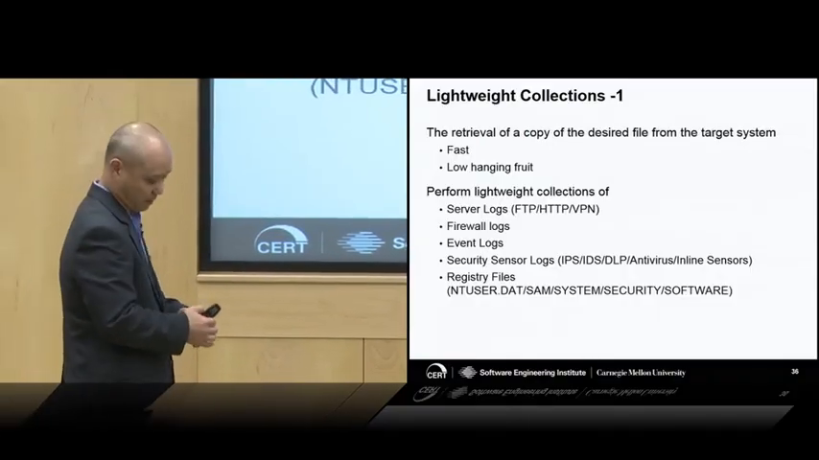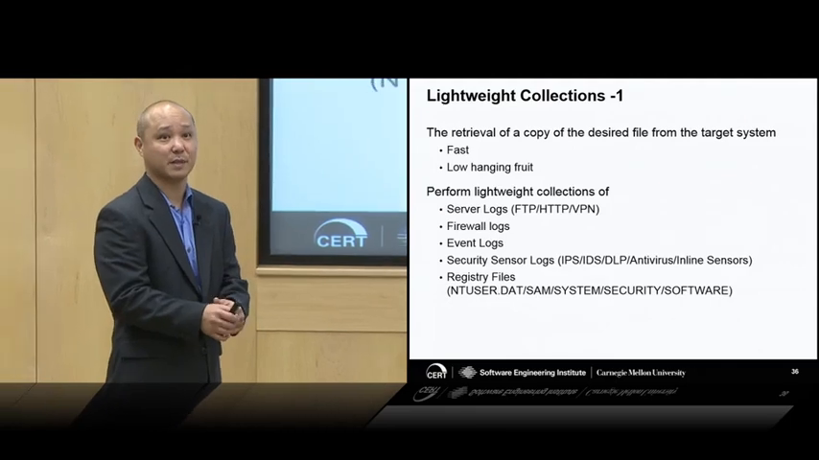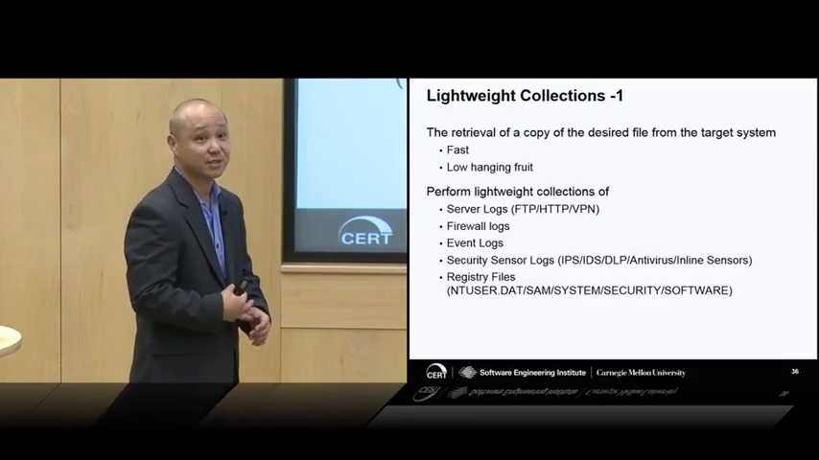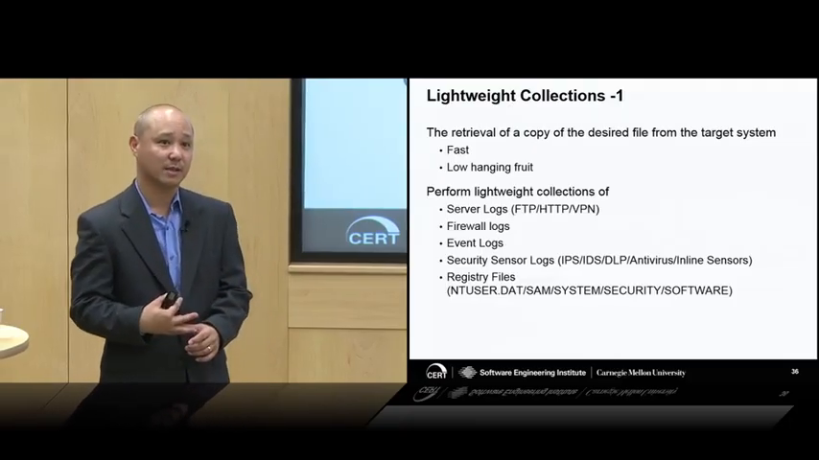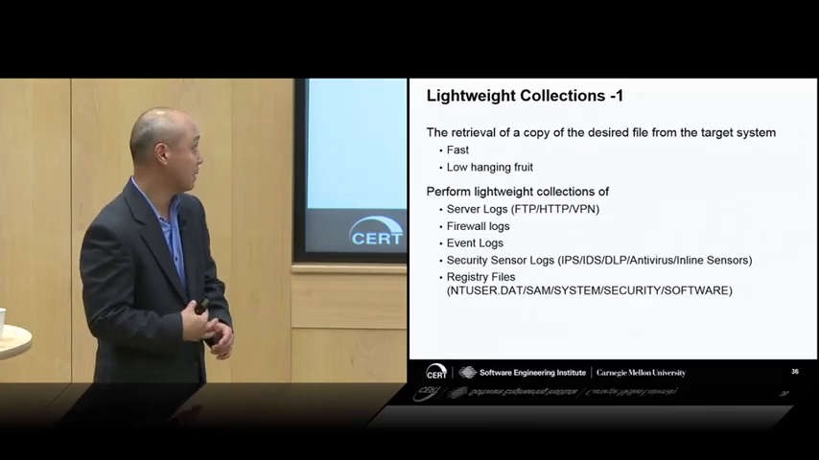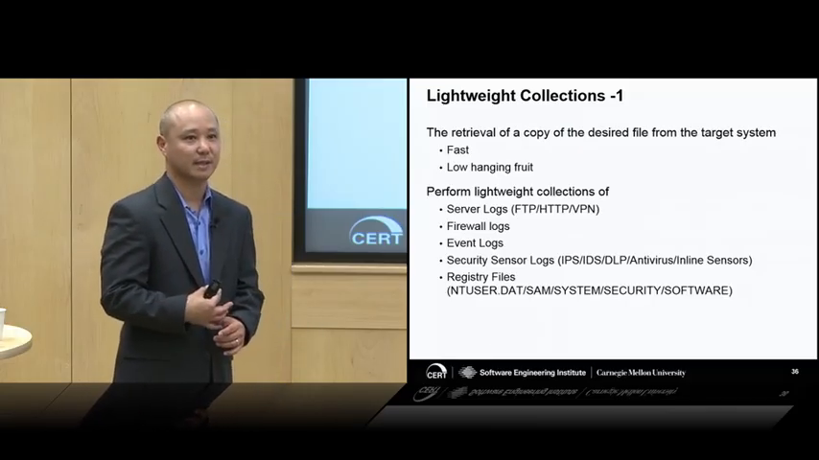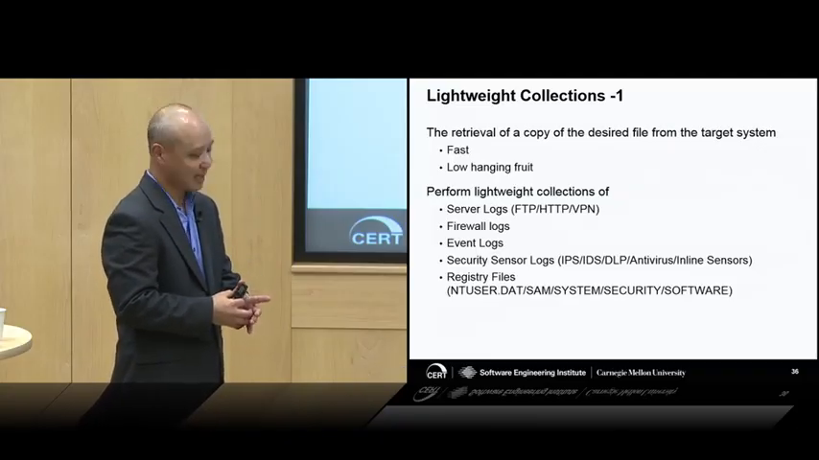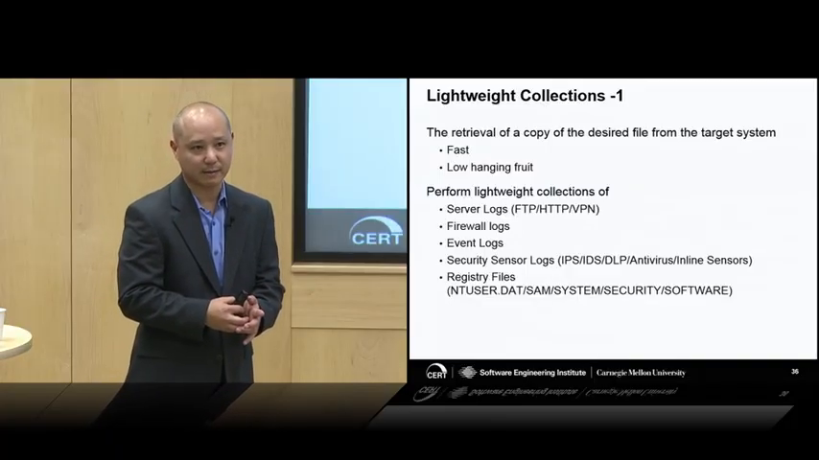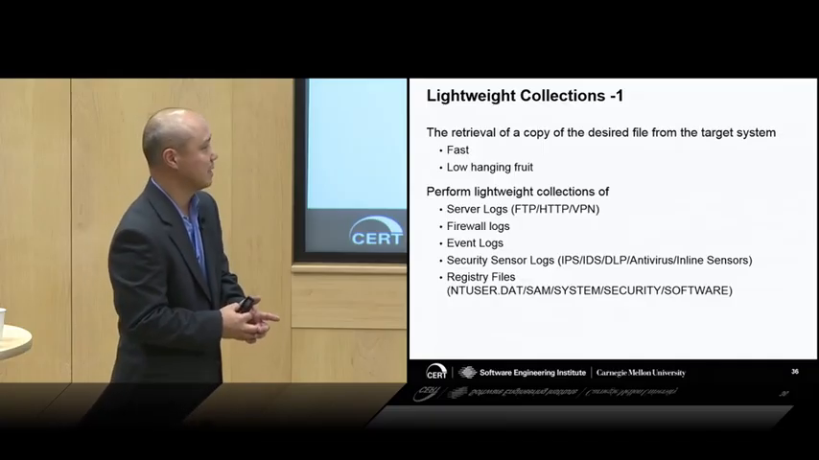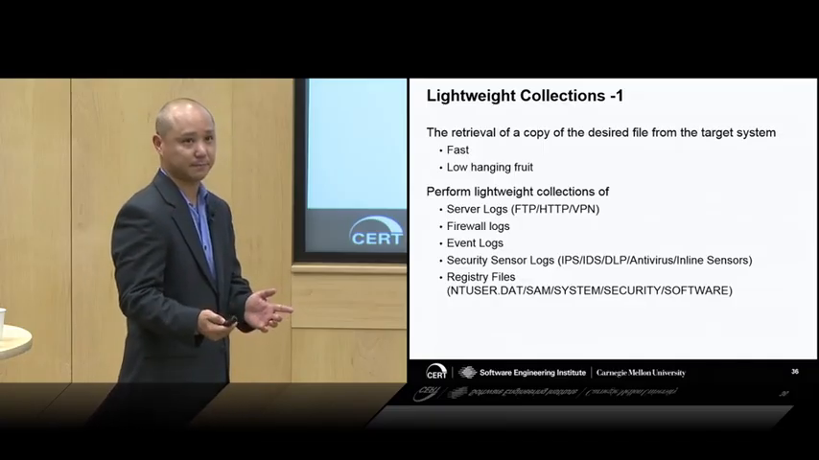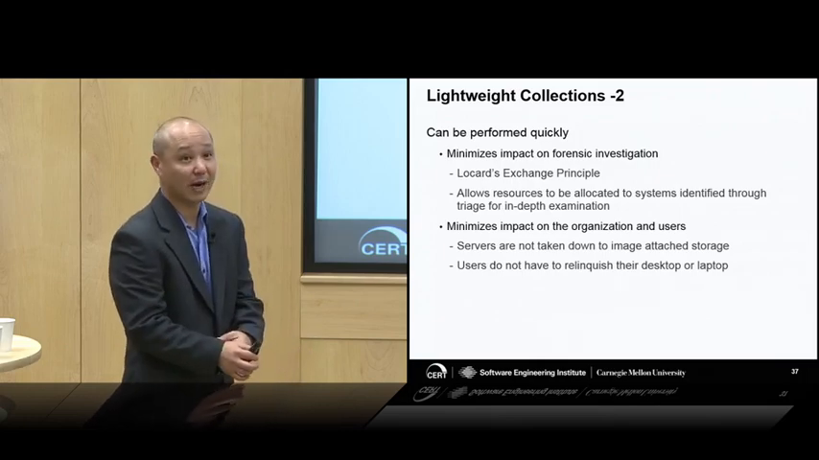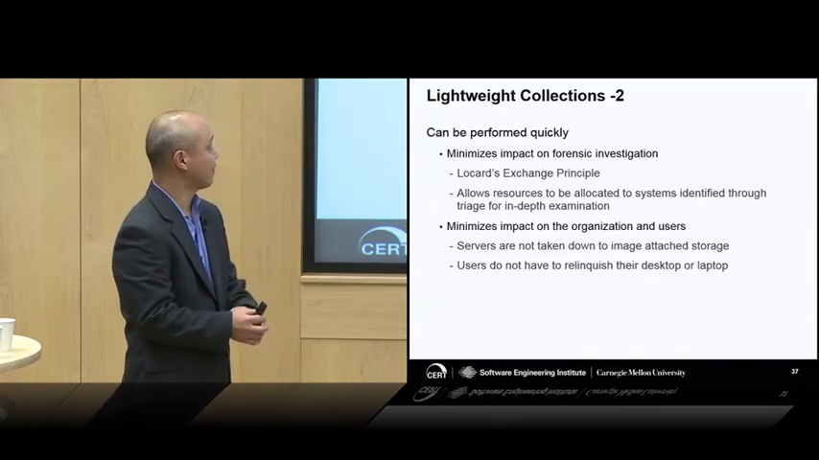So, the retrieval of a copy of desired files from a target system, right? It's fast, it's low-hanging fruit. The lightweight collections of things like server logs, the firewall logs, and the event logs. If those are in place, especially if you're able to aggregate them, that's great. Security sensor logs and the registry files: you can generally access these things without disrupting operations, because they're saved off to a different location. It can be performed quickly. Try to minimize the impact on the forensic investigation.